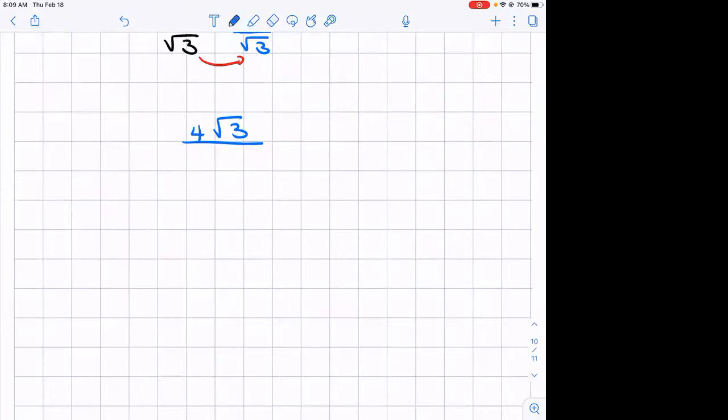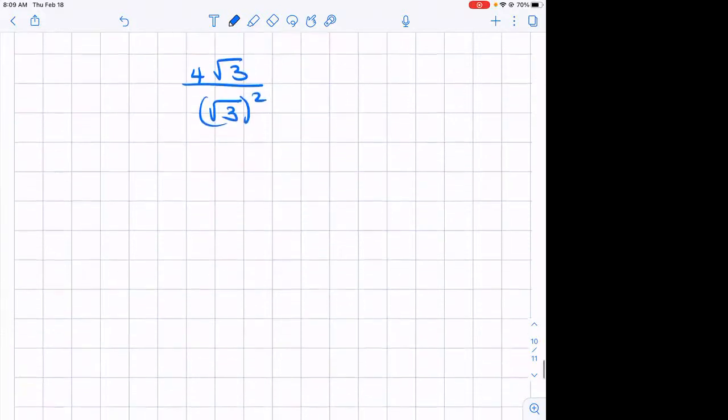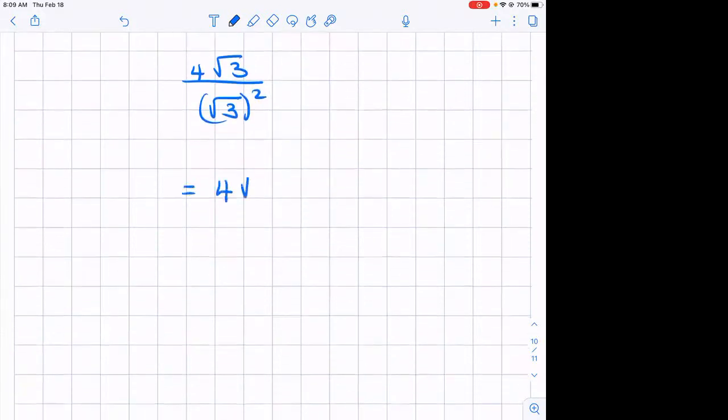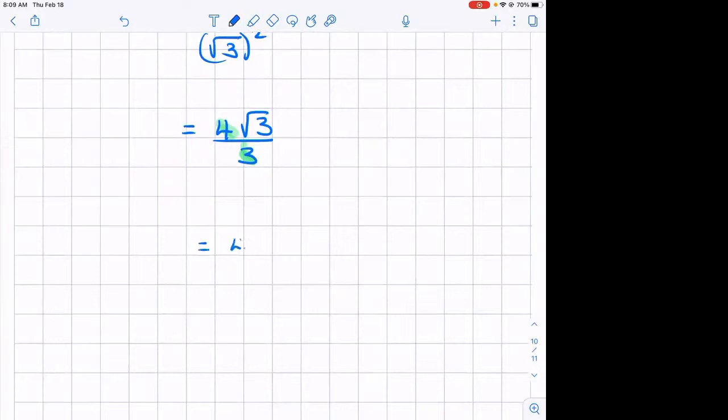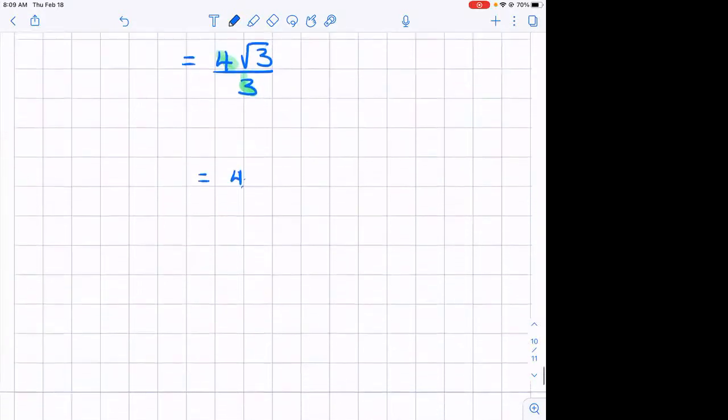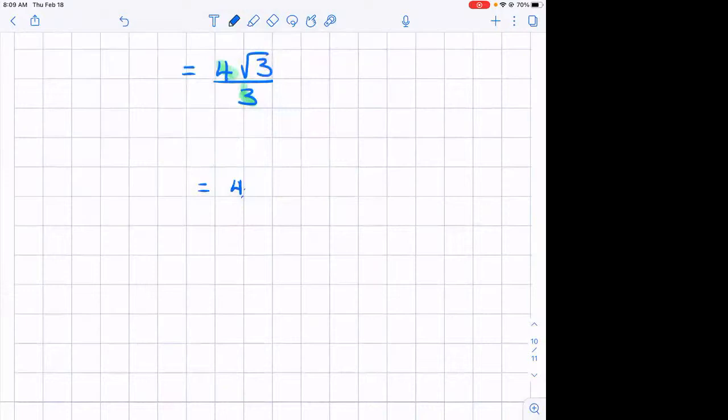And I think I'm going to start writing root 3 squared. And that becomes 4 root 3 over 3. And remember, you always check: can you simplify these numbers? In this case, they cannot be simplified. So this stays as 4 root 3. And let's write the final answer: 4 root 3 over 3. Here is the final result.